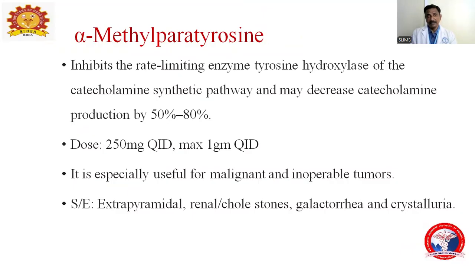Regarding alpha-methyl paratyrosine, it inhibits the rate-limiting enzyme tyrosine hydroxylase of the catecholamine synthetic pathway and may decrease catecholamine production by 50 to 80%. Dose of alpha-methyl paratyrosine is 250 milligram 4 times a day, maximum up to 1 gram 4 times a day can be used. It is especially useful for malignant and inoperable tumors. Side effects include extrapyramidal side effects, renal stones, galactorrhea, and crystalluria.